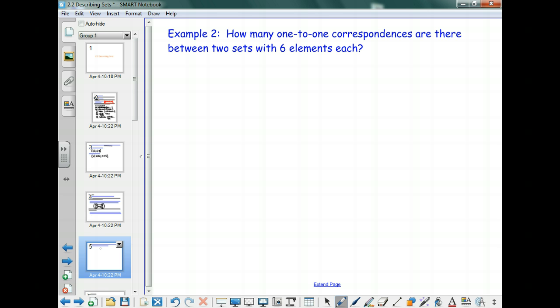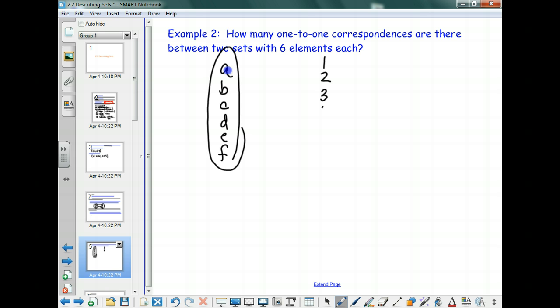Okay, so let me draw you a picture of what this is asking, and we'll do letters on the left. There's 6 items over here, and we'll do just the numbers 1 through 6 on the right. All right, so think with me. If I paired up letter A, how many different numbers could correspond to letter A? 6. A has 6 different numbers it could correspond to.